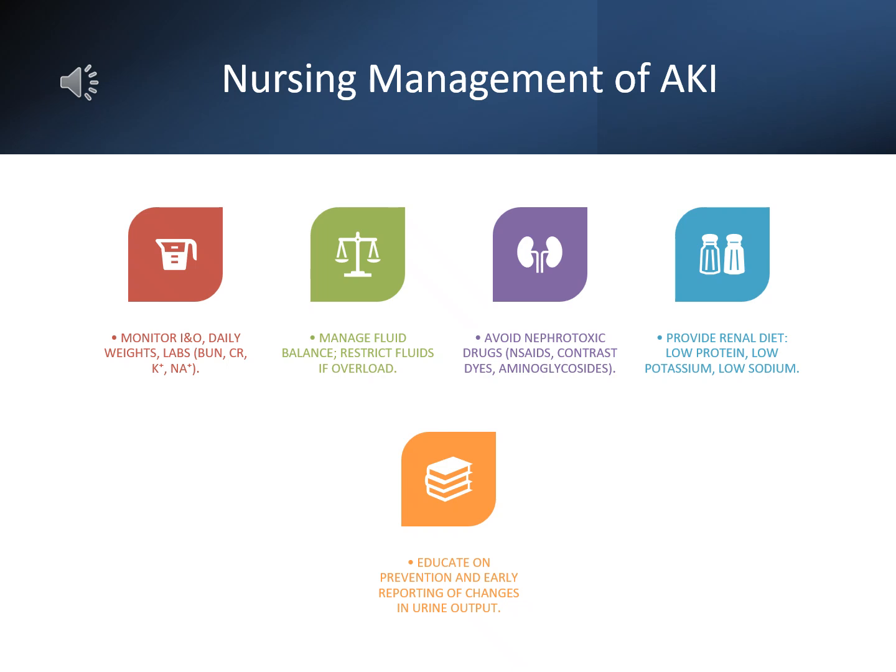Paying attention to diet, making sure they're on a renal diet, which is low protein, low potassium, low sodium, and then educate on reporting any changes in urine output and those subjective and objective findings that we have with our urinary assessment.